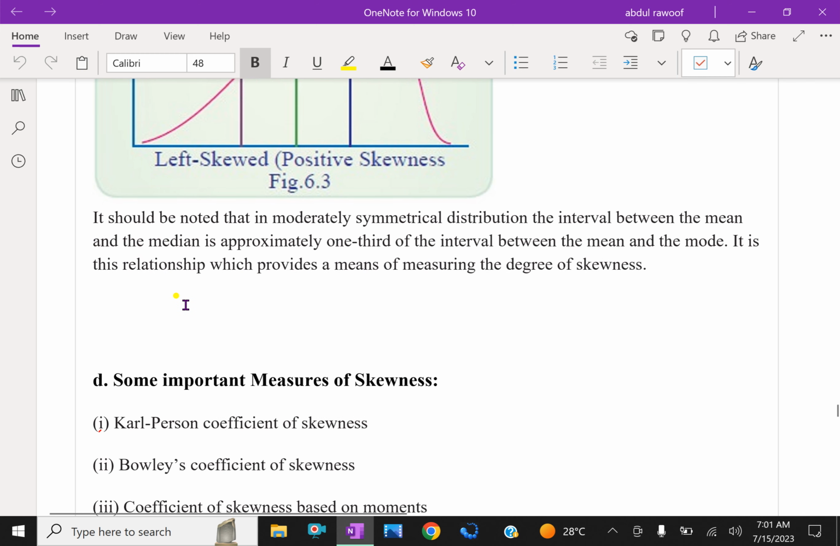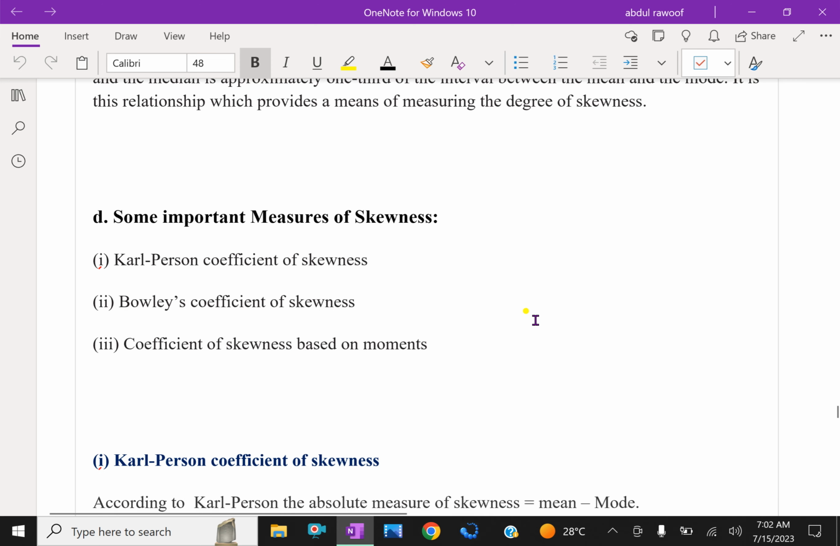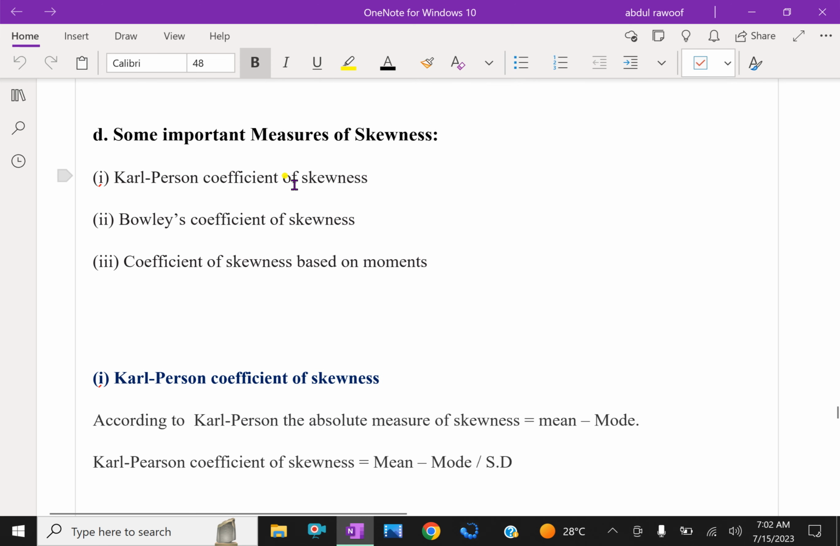It should be noted that in a moderately asymmetrical distribution, the interval between the mean and the median is approximately 1/3 of the interval between the mean and the mode. It is this relationship which provides a means of measuring the degree of skewness. Some important measures of skewness.